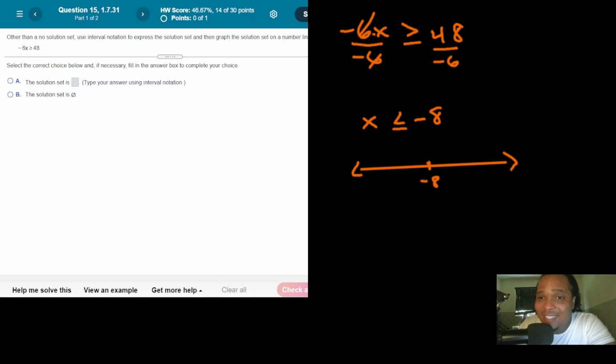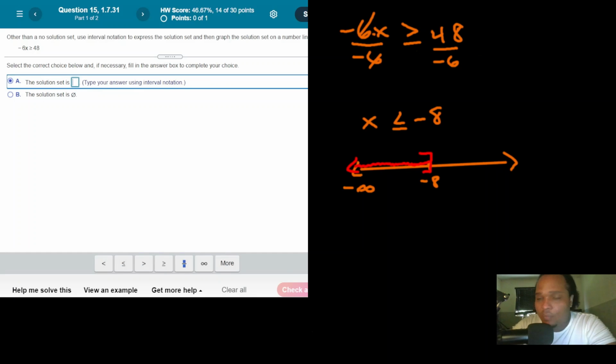Let's read this. X is less than negative 8. So we're going to shade this way, and we're going to use a bracket because of the equal sign underneath the inequality, and that's it. And let's not forget our negative infinity.